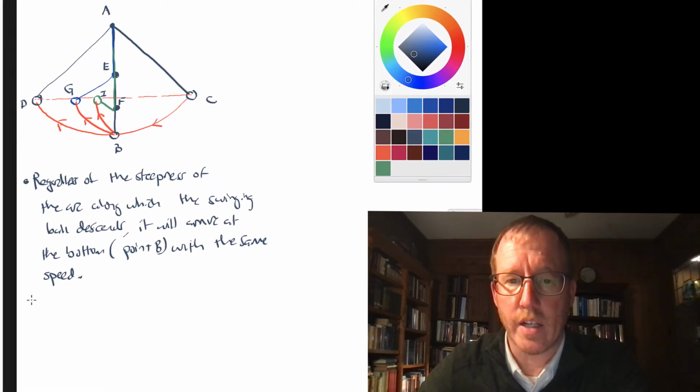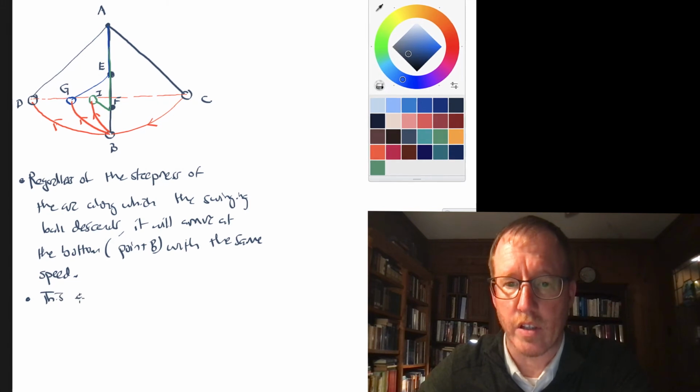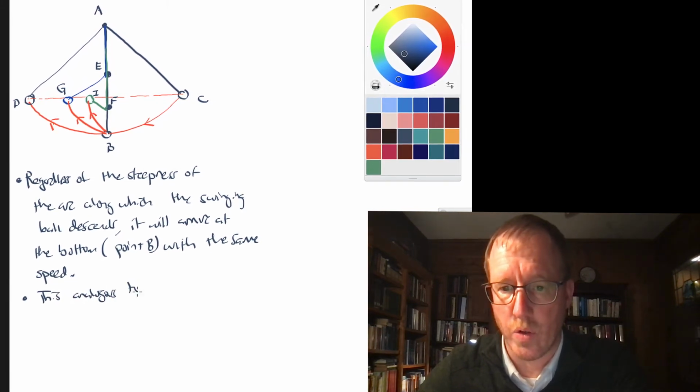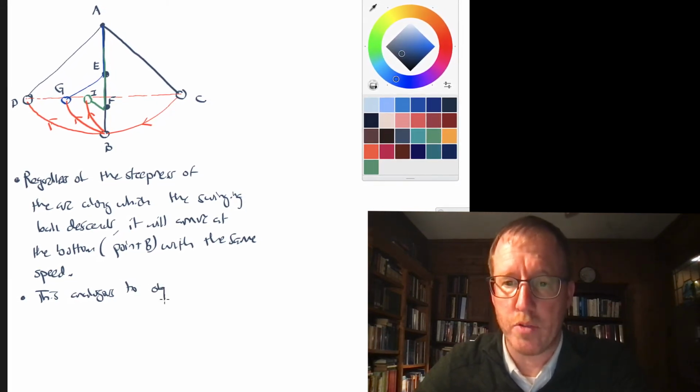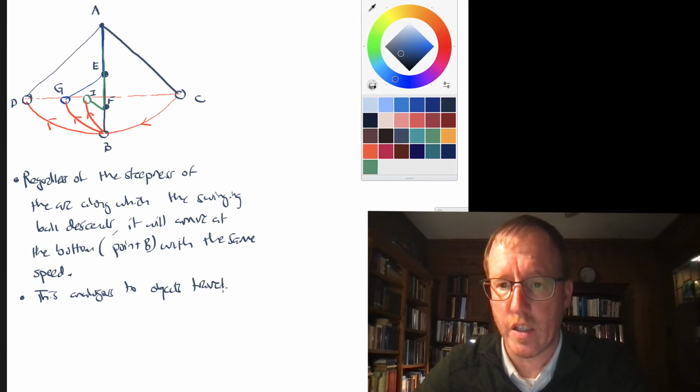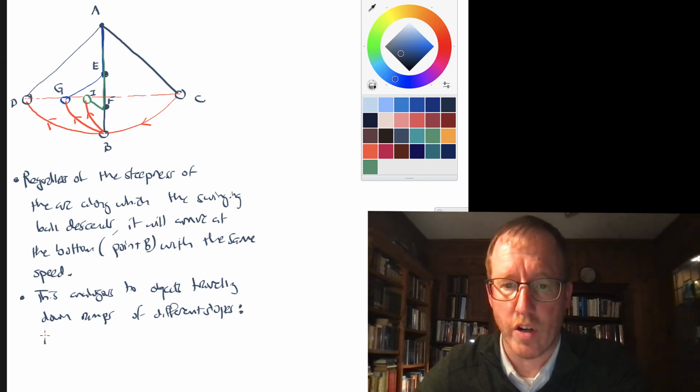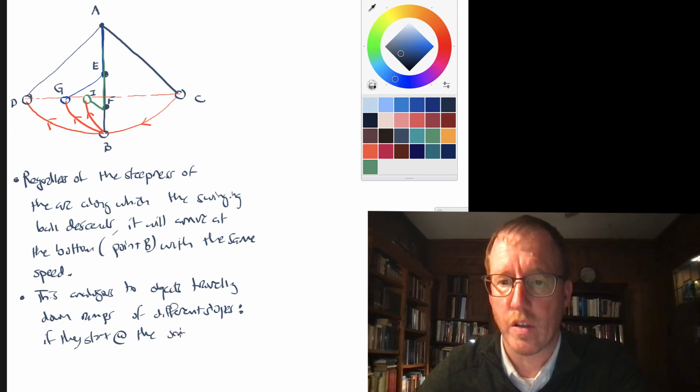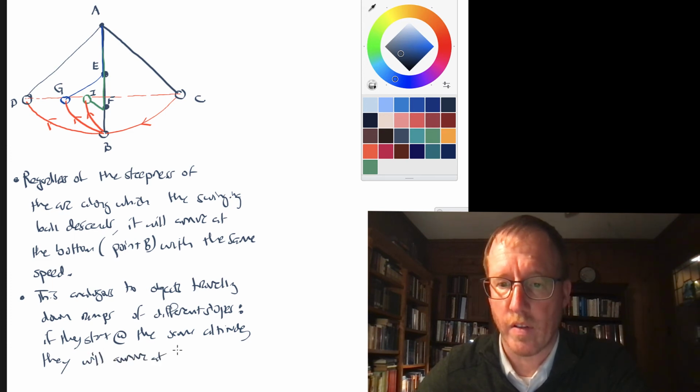Okay, and he says this is analogous to balls or blocks or objects traveling down ramps of different slopes. That is, if they start from the same height, or they start at the same altitude, they will arrive at the bottom with the same speed.